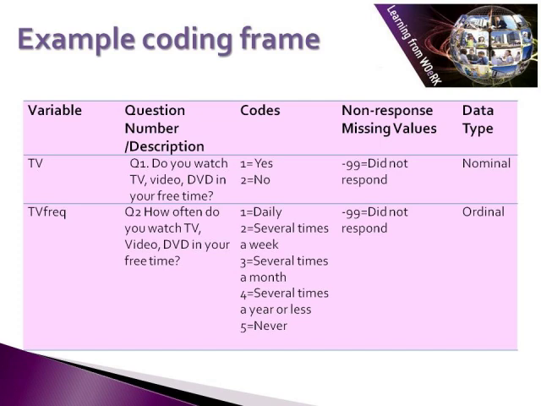We code our type of missing value, so we're going to have a did not respond, -99. And then we also look at the data type. So for the TV variable, we're looking at a nominal variable, and for the TV frequency, we're looking at ordinal.